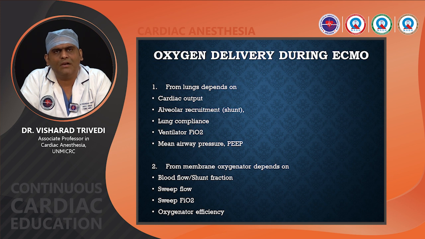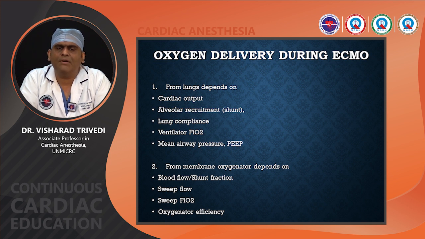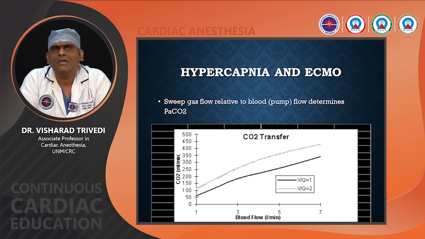Oxygen delivered during ECMO from the lungs depends on cardiac output, alveolar recruitment, lung compliance, ventilator FiO2 and mean airway pressure, PEEP, which is totally zero right at the start of VV ECMO. Gradually it will take part in the oxygenation. And from the membrane oxygenator, it depends mainly on blood flow, sweep gas flow, sweep FiO2 and oxygenator efficiency.